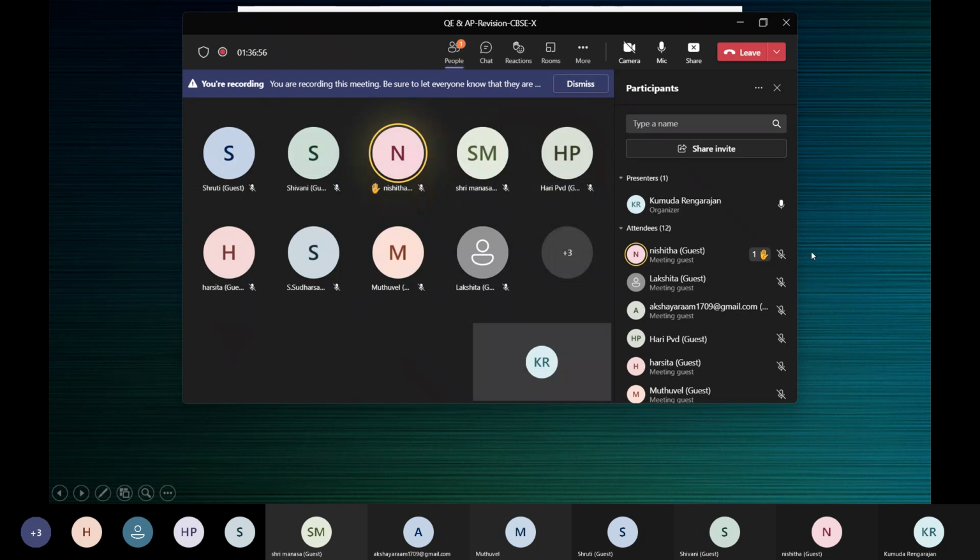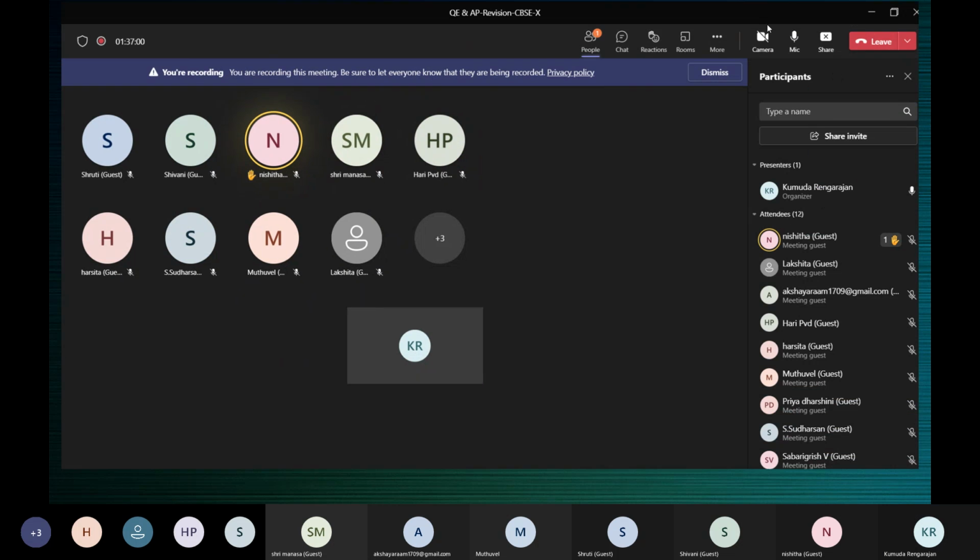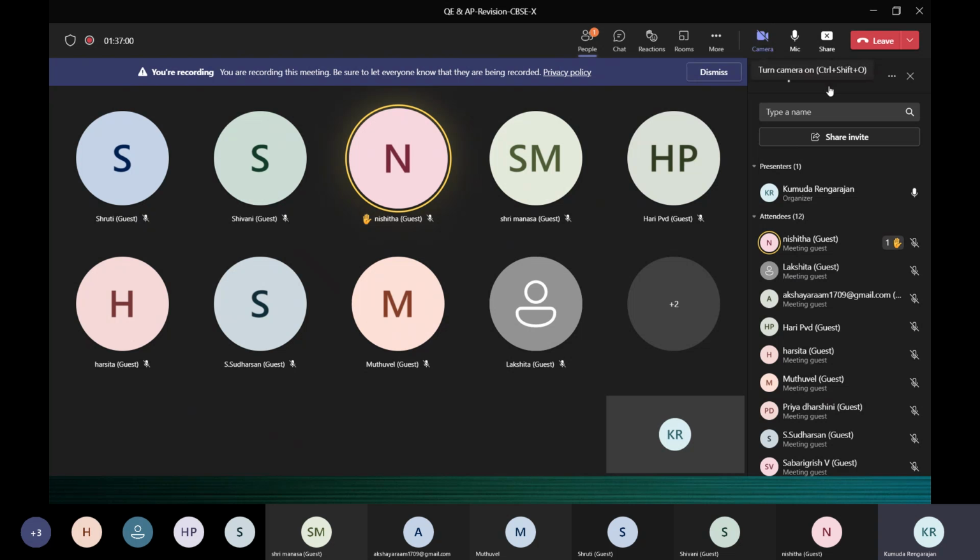Children, tell me the AP that you will generate first. Why am I not audible? No, ma'am. Class, use the emoji. Raise your hand, class. Let me see how many of you are there.